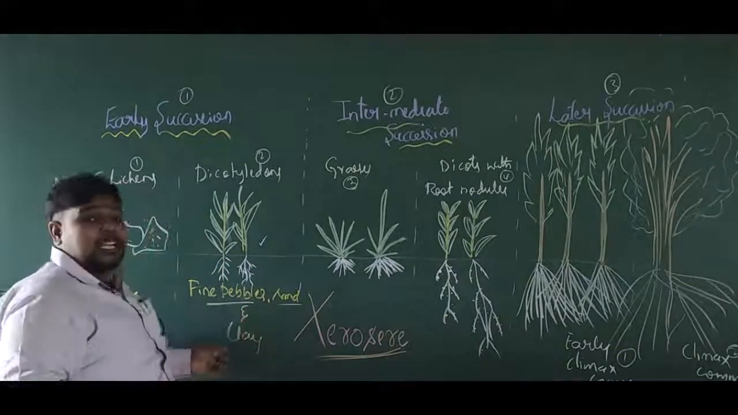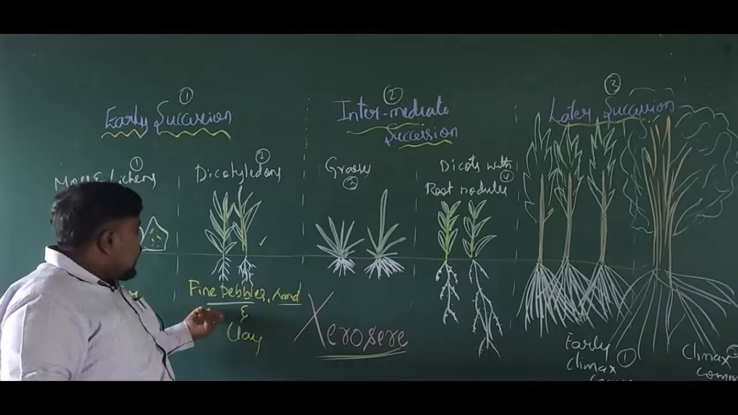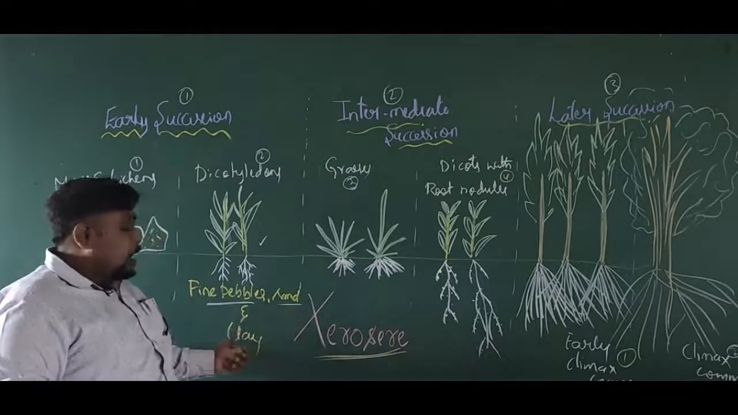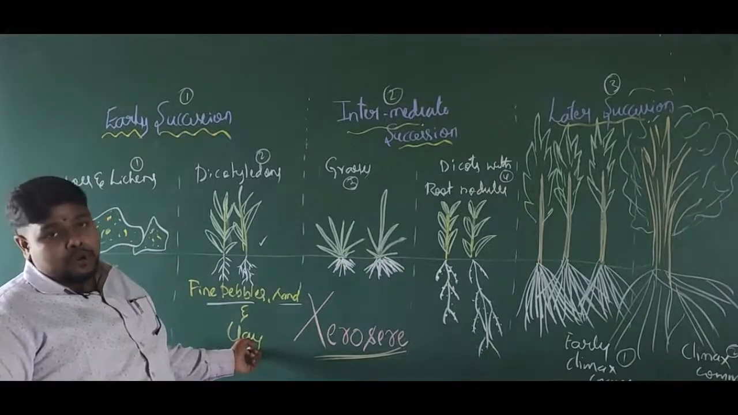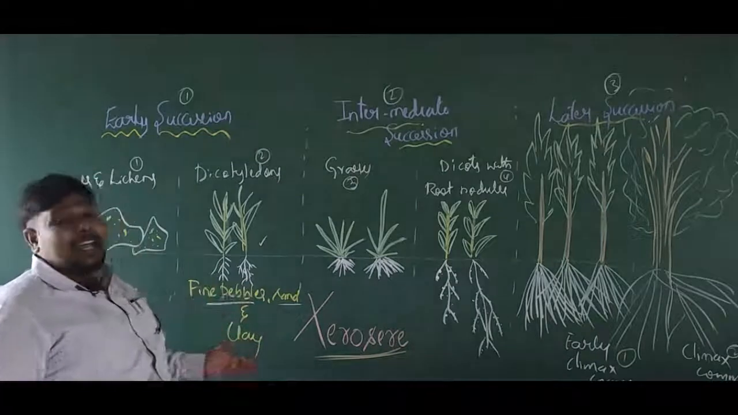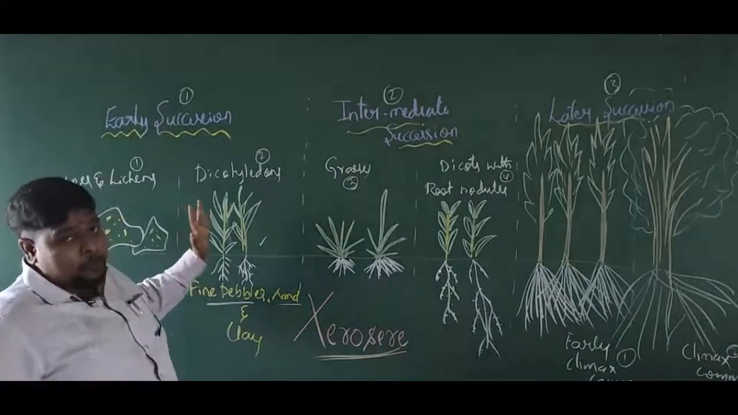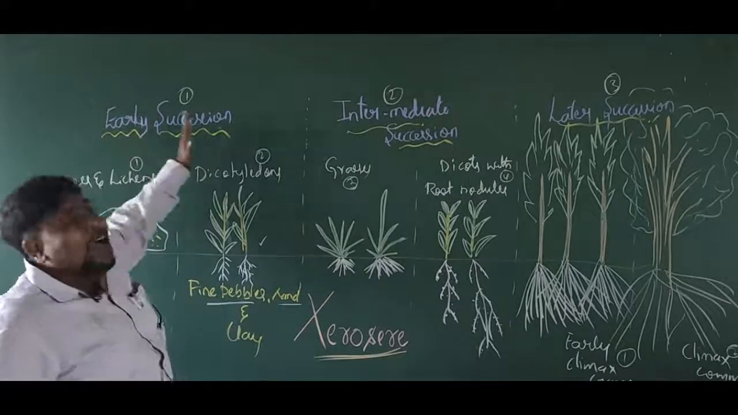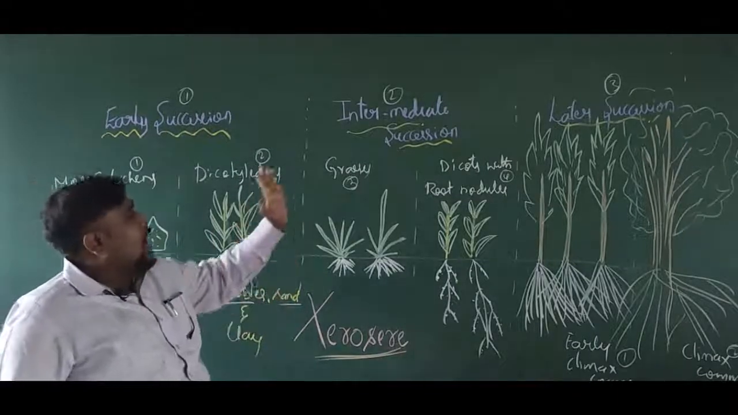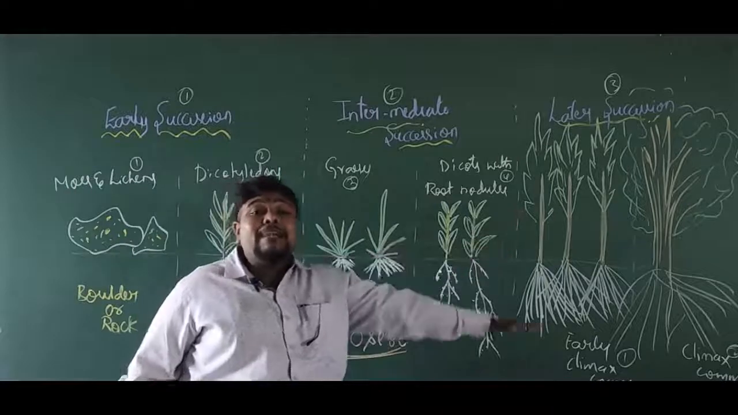That is the result of your first stage. You have got fine pebbles, sand and some clay here. So in this particular condition, it prefers the growth of dicotyledonous plants. This is what we mean by the early succession. Followed by the early succession, there is an intermediate stage.